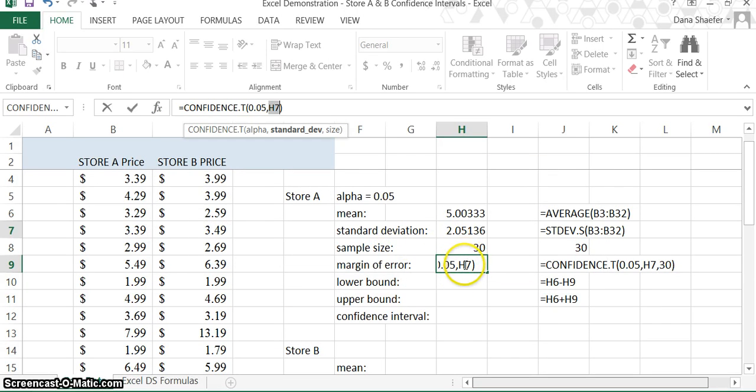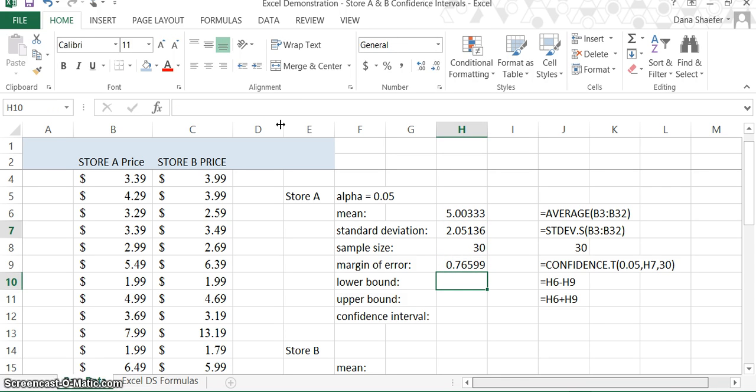Sorry, let me try this again. Standard deviation, and then I need, so I goofed up our pop-up table. So after that one, I need to do comma, and then our sample size is 30. Enter. 0.76599. Now notice how I'm not doing any rounding because I'm not rounding in the intermediate steps. I'm carrying all the decimals and then I'll round when I make my decision on my final answer.